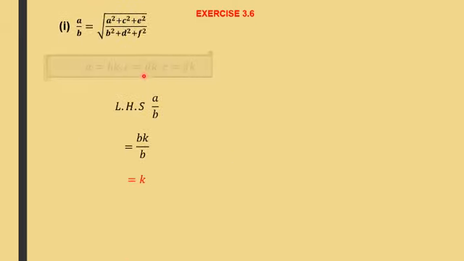First part is a over b is equal to square root of a square plus c square plus e square over b square plus d square plus f square. We know that a is equal to bk, c is equal to dk, and e is equal to fk. From left hand side, that is a over b, replace the value of a. The value of a is bk, so bk over b. B cancels with b, we have only k. So left hand side is equal to k.